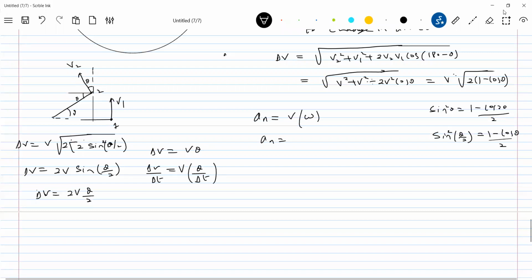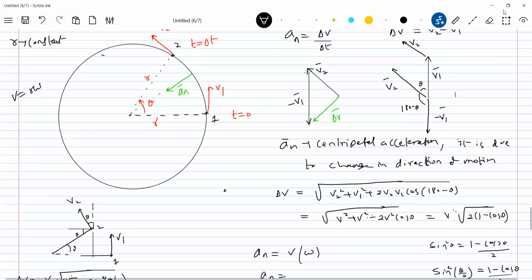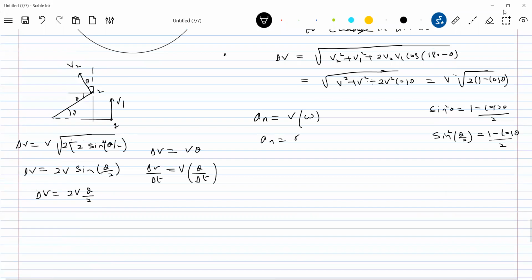Okay, look at now again. What is this? It is like a v only, no? So what is v equal to? R omega. According to this, v equal to r omega. Or you can also write it as v into omega, or v squared by r. Centripetal acceleration. Okay, now it's very clear. Why is this acceleration there? Just due to change in direction of motion only.